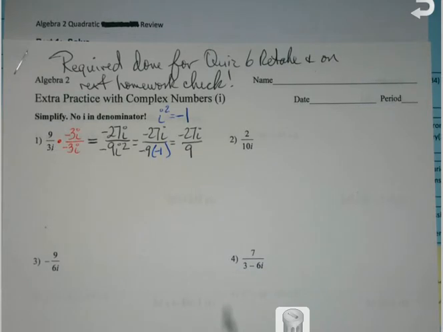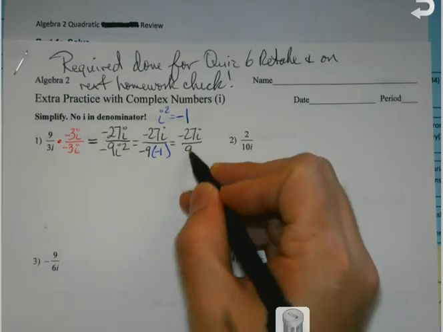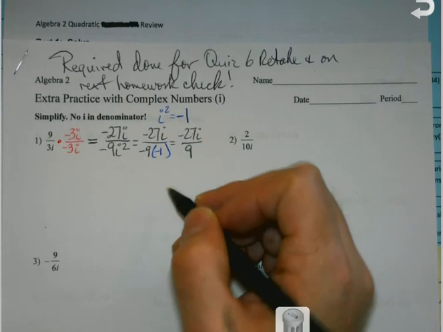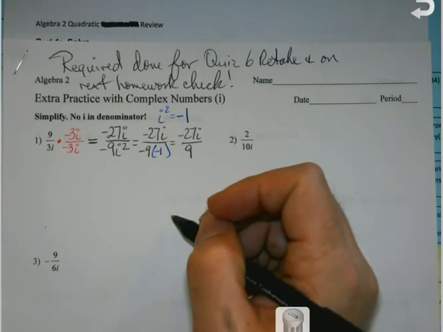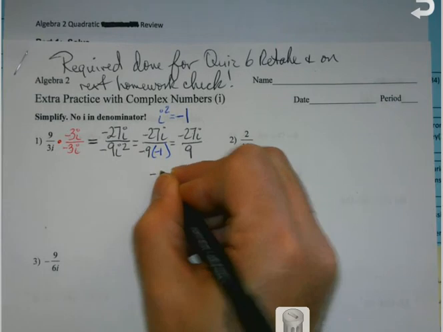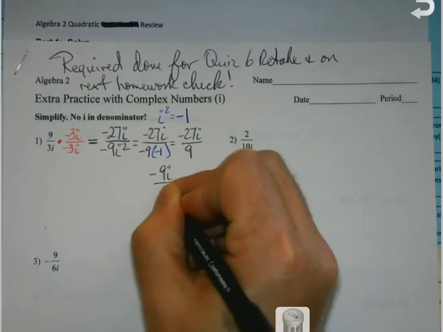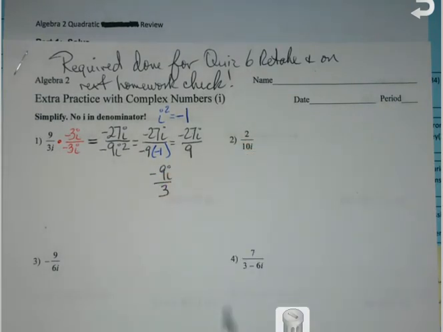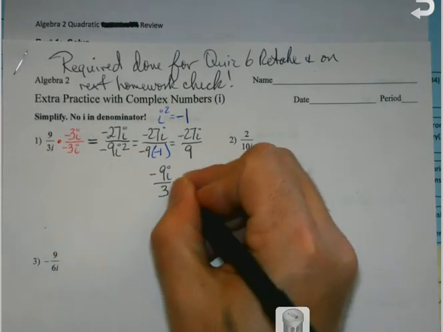And does anything divide into 9 and 27? Okay, so if we went with 3, we'd have negative 9i over 3. Is anything going into 9 and 3? 3.